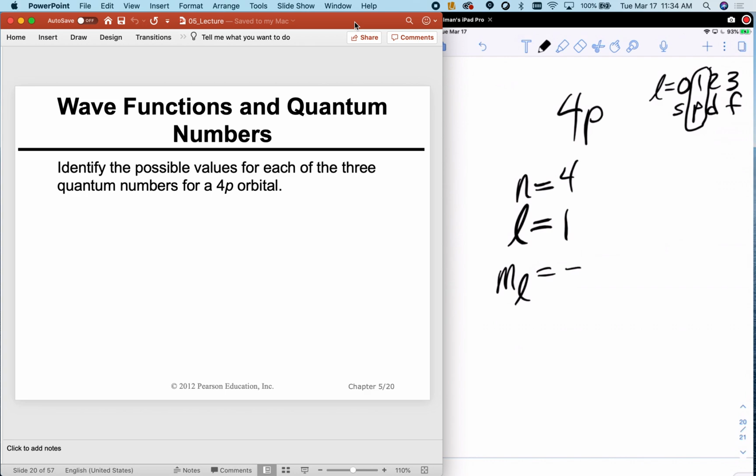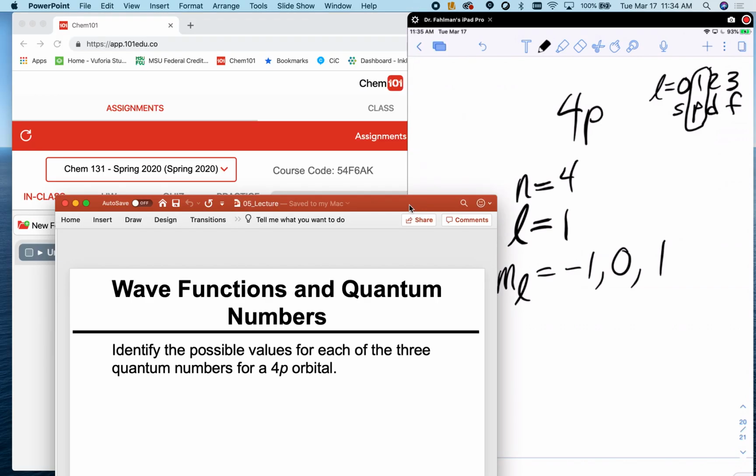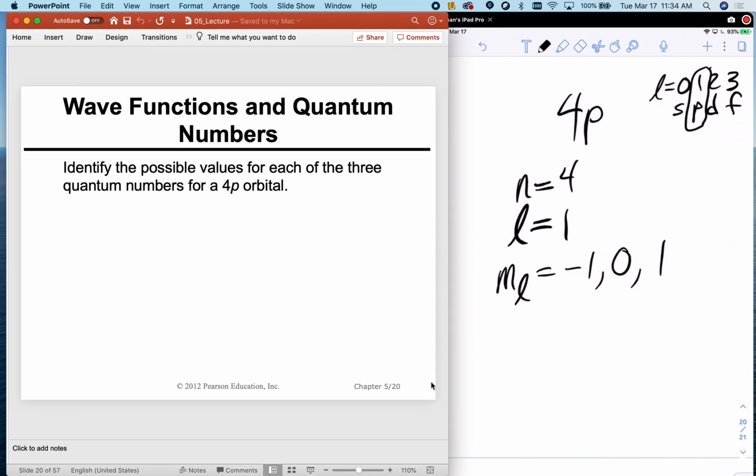It's going to go all the way from -1, 0, and 1. Okay, so n is equal to 4, L is 1, and then 3 values for M sub L.